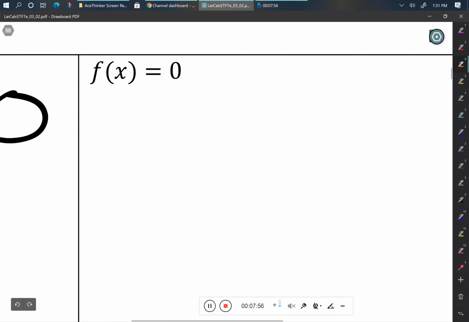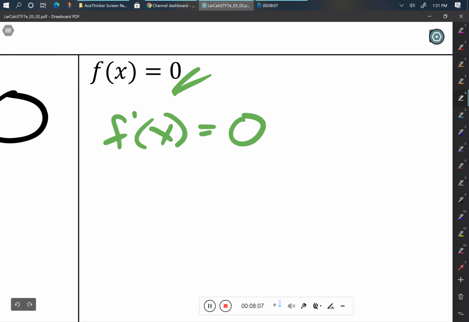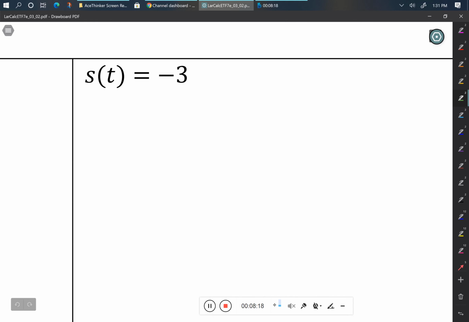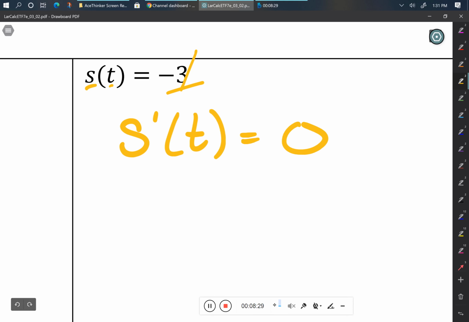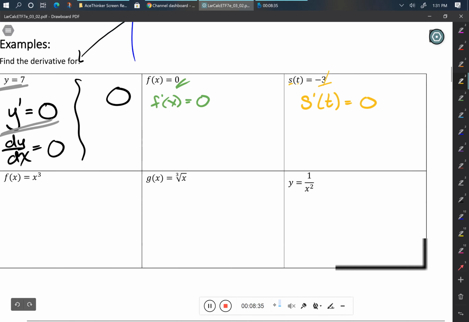F of x is equal to 0. What is the derivative of that? Well, 0 is a constant, so that means that its derivative, f prime of x, is also equal to 0. Okay? So I'm taking derivatives. My job is to take a derivative. Take a derivative, take a derivative, take a derivative. Okay? Here we go. I have a function here whose name is s. The variable is t. It's equal to -3. -3 is a constant. That means that s prime of t is equal to 0. Okay? So I'm taking the derivative of a constant.